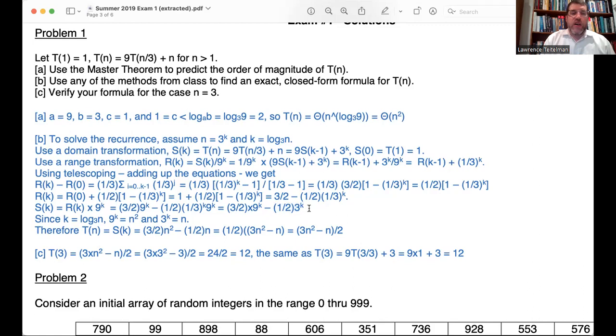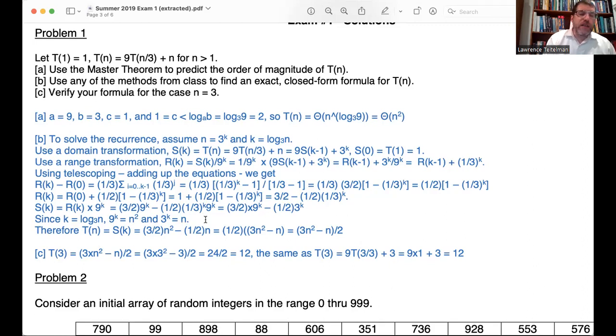All right, so what do I do? The 9 to the k and the 3 to the k are a little ugly. So I say, well, what is 9 to the k? Let's start with the 3 to the k. That's easier. So k was log base 3 of n. 3 to the log base 3 of n is the same as n. Go to the next line. You see the 3 to the k? 3 to the k equals n, because k is log base 3 of n.